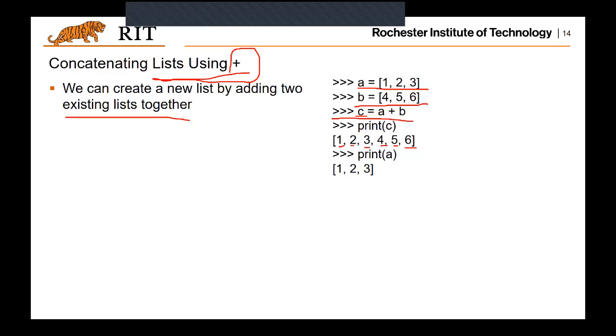All right. So remember, it's not a plus sign for numbers. That means you cannot simply do 1 plus 4, 2 plus 5, and 3 plus 6. It's not like this. Instead, you append this B in the end of the A.